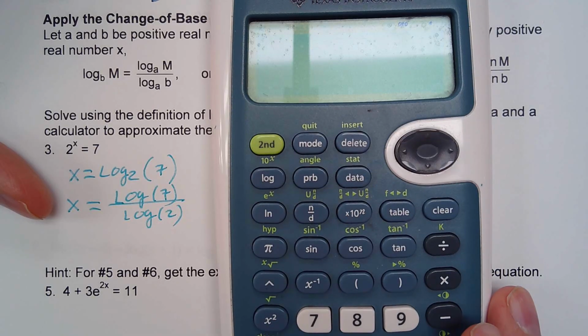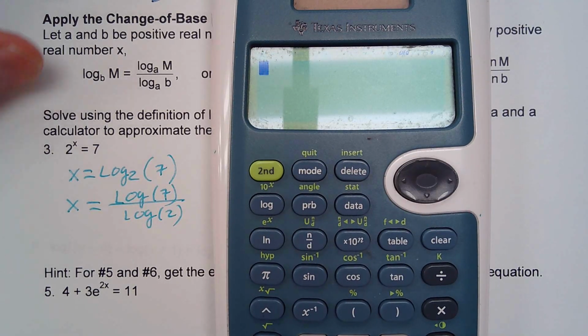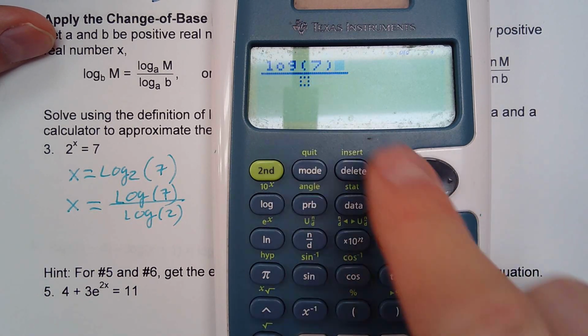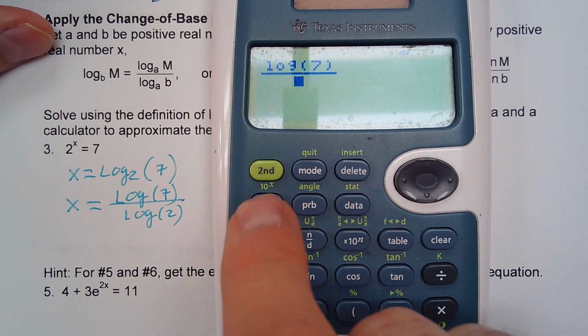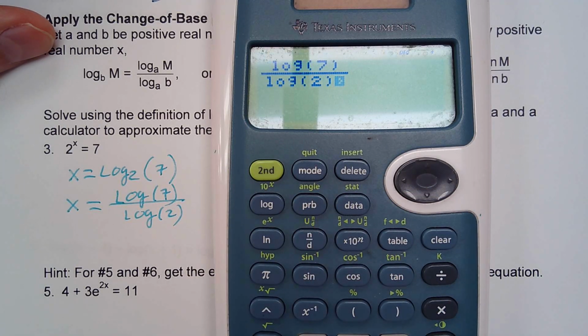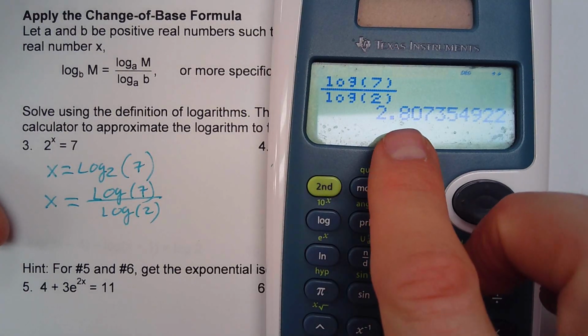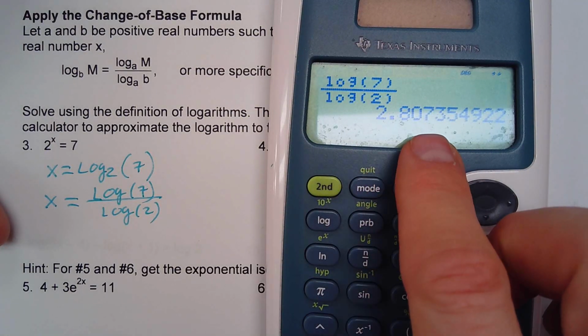So I'm going to go in here on my calculator, put a fraction key, log of 7. Make sure you close the parentheses. Log 2, close the parentheses. Hit enter. And they want 4 decimal places, so we'll do 2.8074.